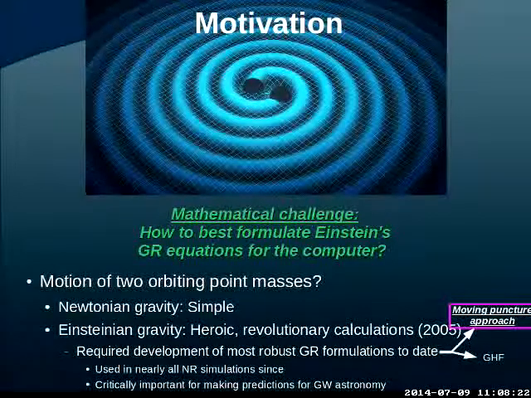Today I'll describe the most widely used formulation, called the moving puncture approach, and describe how we modified this formulation to significantly reduce errors in our calculations. Though I'll discuss our improvements in the extremely challenging context of two orbiting black holes, this widely adopted moving puncture approach has been used in a majority of other numerical relativity simulations since it was first devised, including those of binary neutron stars and black hole neutron stars.